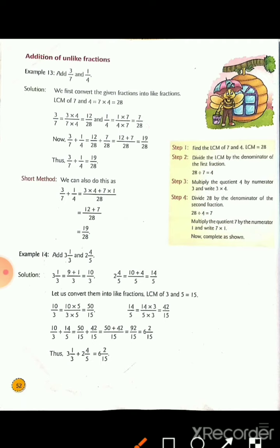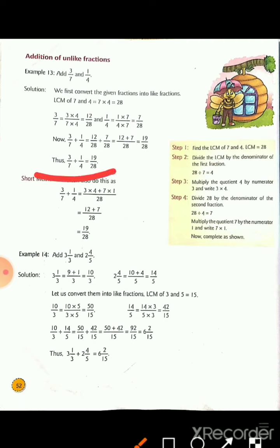Now 3 by 7 plus 1 by 4. In place of 3 by 7 we can write 12 by 28, and in place of 1 by 4 we can write 7 by 28. These two are like fractions, and we know how to add like fractions. We find the sum of the numerators over the common denominator. The common denominator is 28 and the sum is 12 plus 7, which is 19. So it becomes 19 by 28.